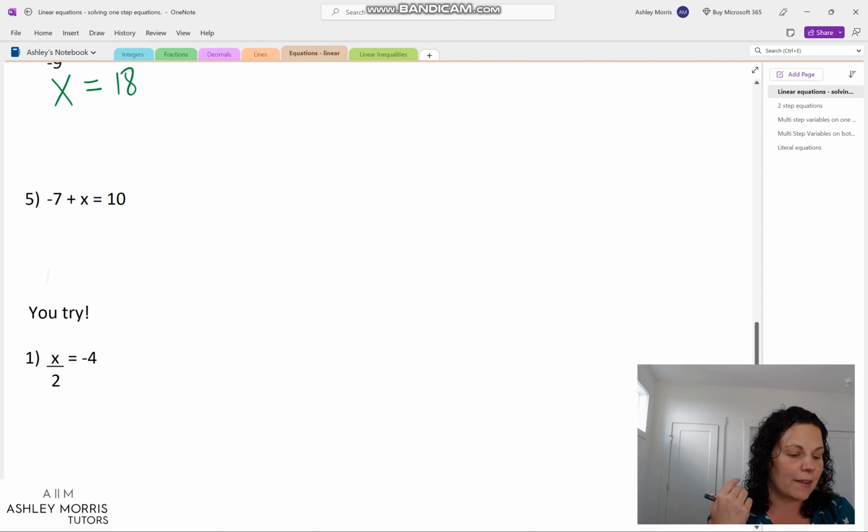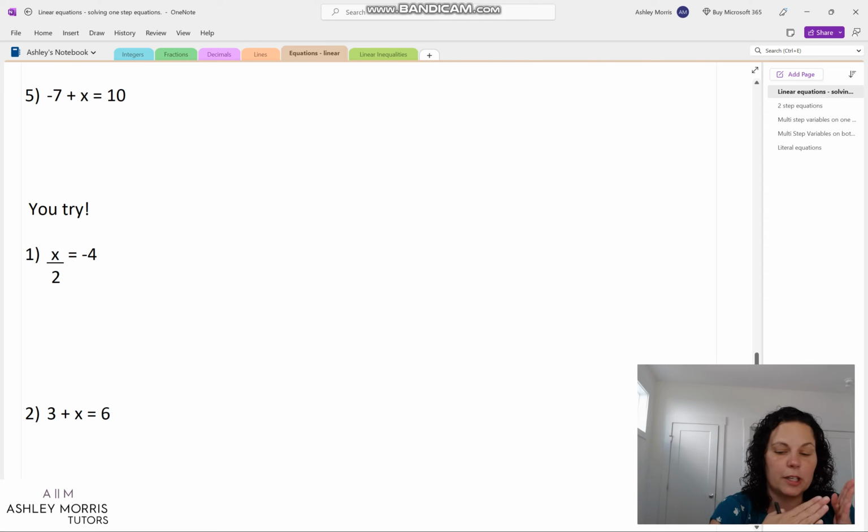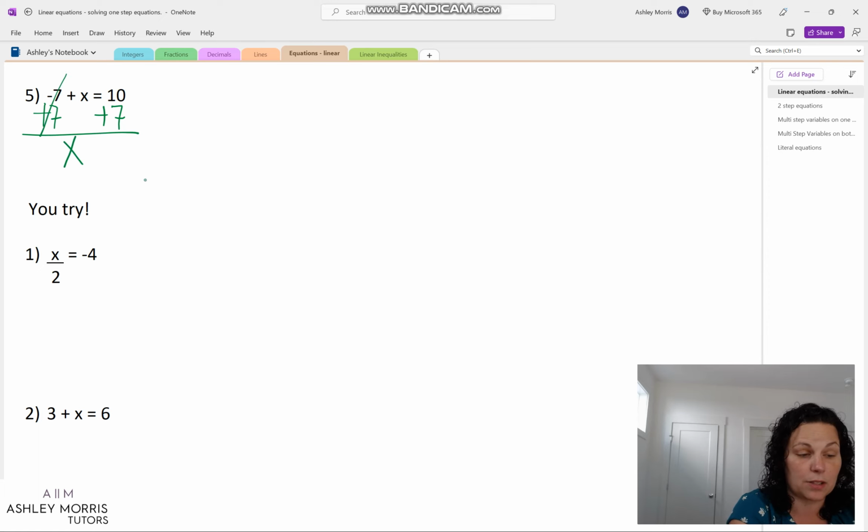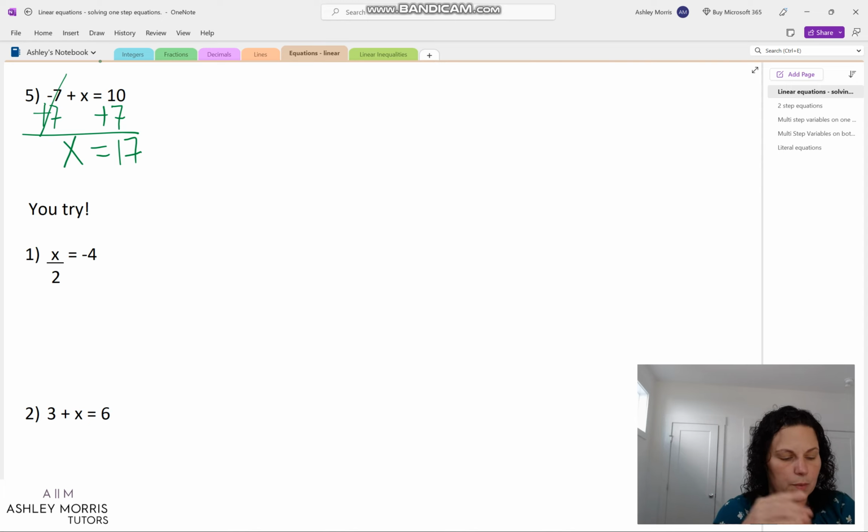Now, number 5 is really important. I wanted to put this on here. That plus sign goes with the x. It's the negative in front of the 7 that we need to look at. That's really like subtract 7. So we actually want to add 7 to make it go away. -7 plus 7 is 0. So then I'm left with just x on that side. And then 10 plus 7 is 17. And if you want to draw the line down the middle through the equal sign, that's totally fine with me.